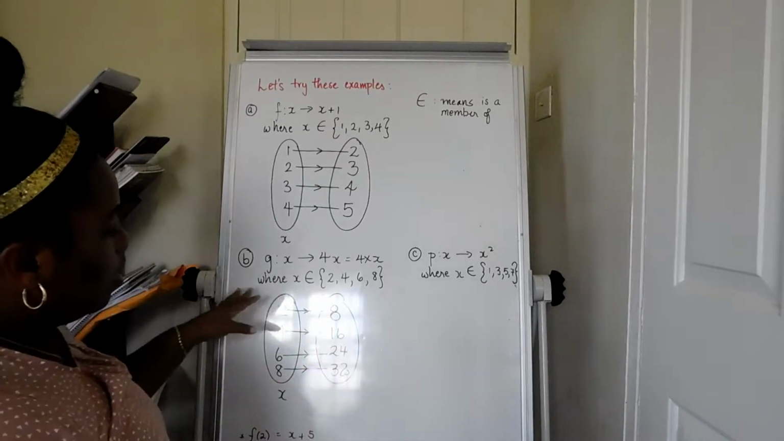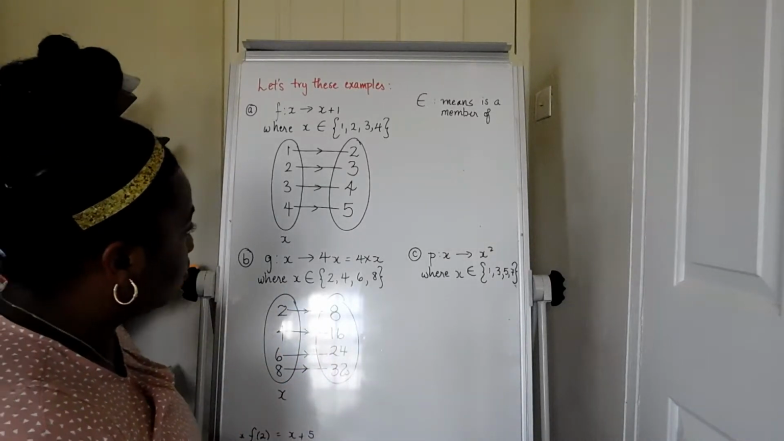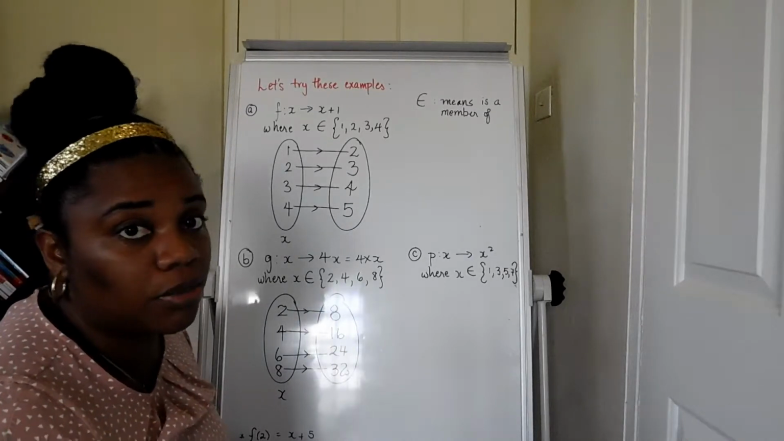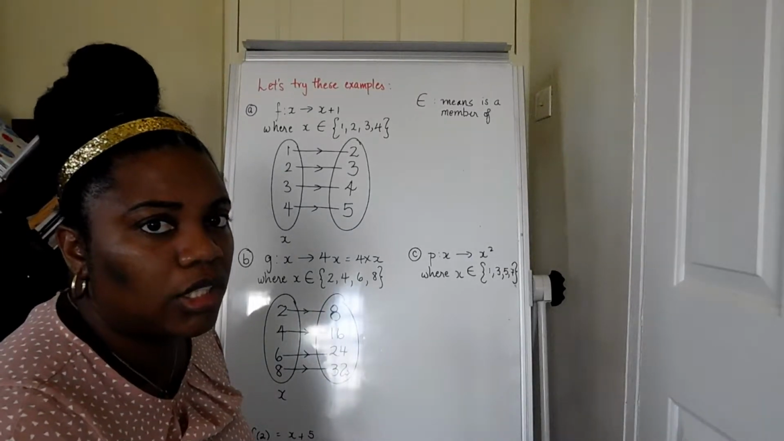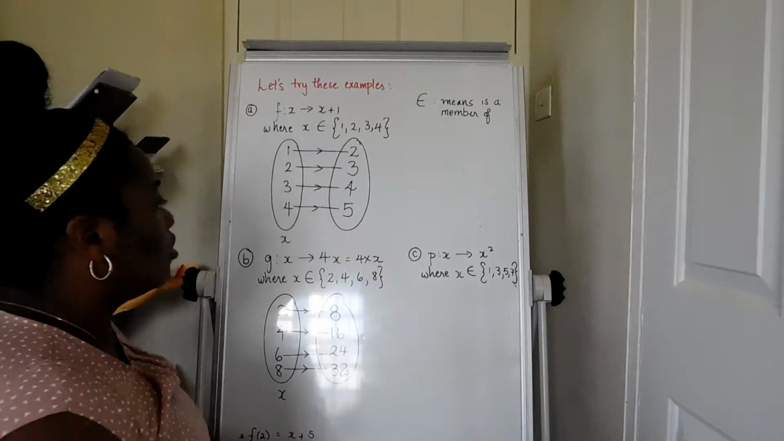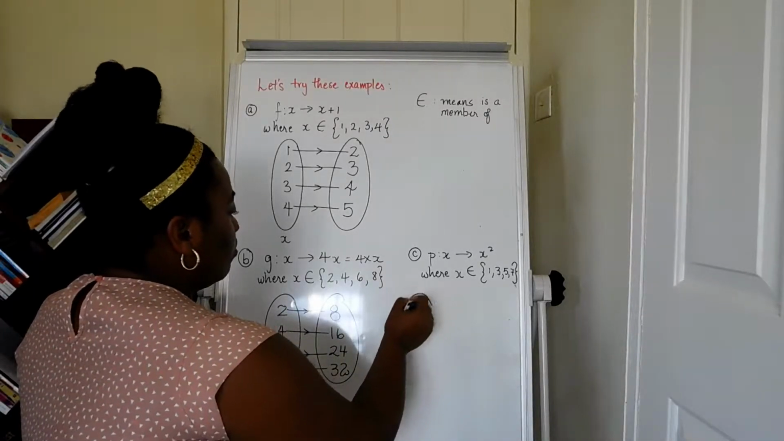Okay? And then you just write your arrows. Don't forget, I think in a previous video I forgot to put in my arrows, but I think you understood that. That's just an error. Now let's try this one.